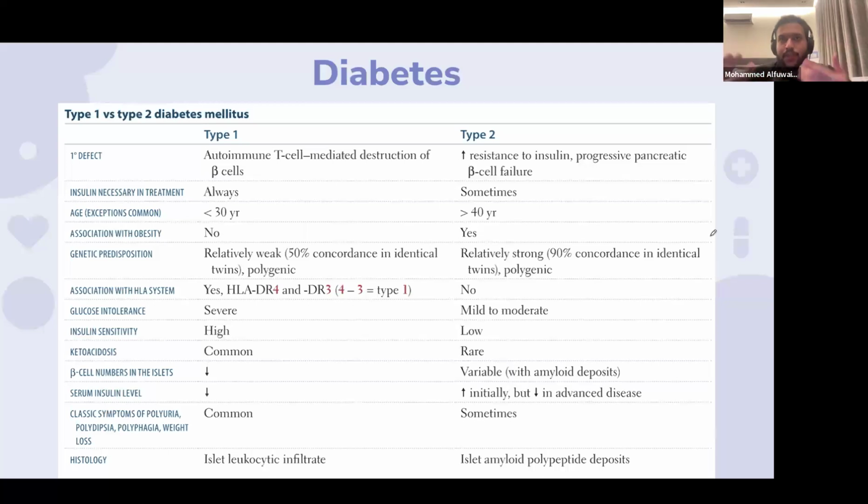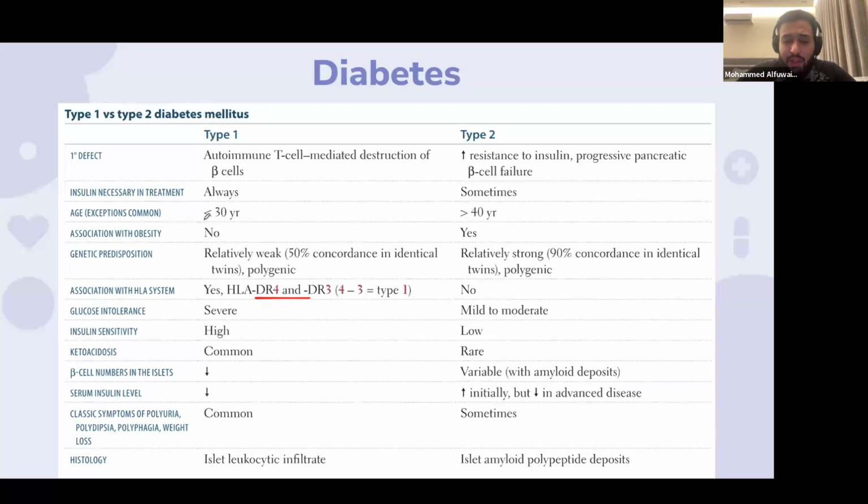Usually age-wise, type 1 diabetes presents early, below the age of 30. Type 2 is more of the older, someone obese later on presents with type 2 diabetes. Type 1 is less related to genetics than type 2. Now, type 1 is more associated with HLA-DR3 and HLA-DR4. That's just something with genes and the HLA system, but that's pretty much it.